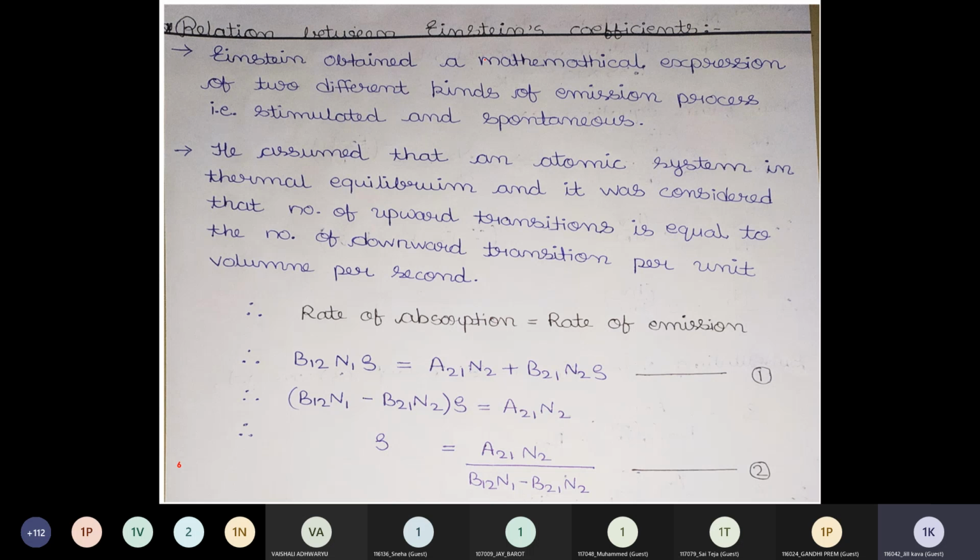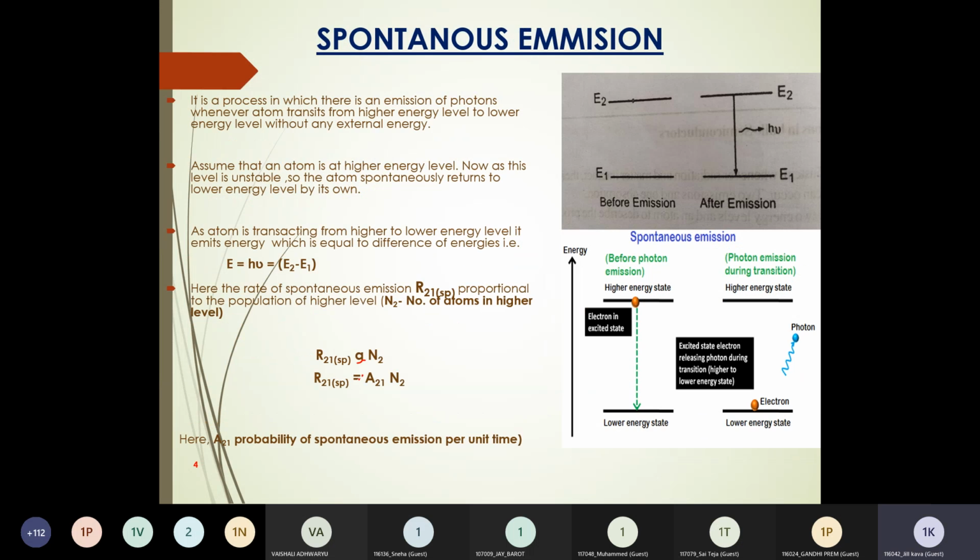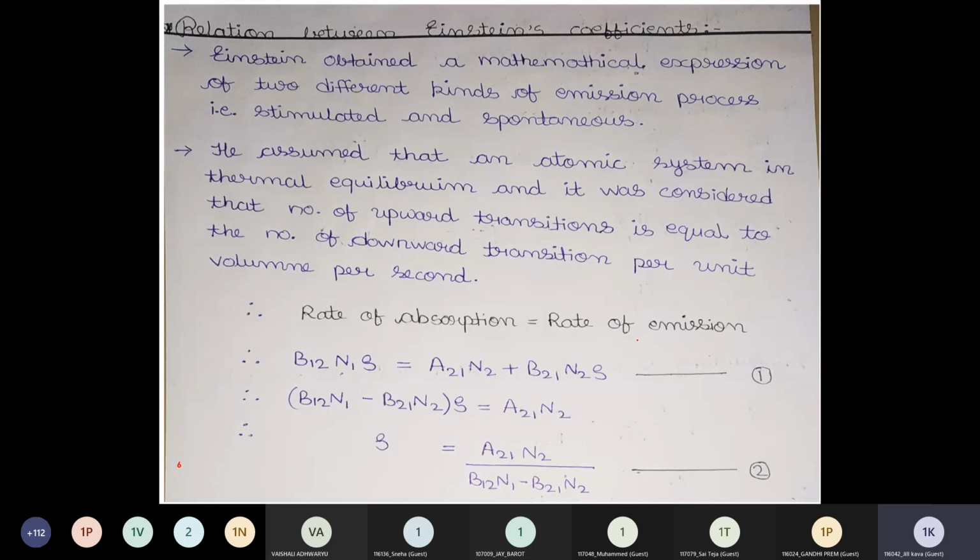Now there is one relation given by Einstein, known as Einstein's coefficients. Einstein suggested that whenever there is thermal equilibrium, the upward transition and the downward transition are both equal per unit volume and per second. So according to him, the rate of absorption is equal to the rate of emission. Earlier we have seen that the rate of absorption is B12 N1 rho, and the rate of emission has both spontaneous and stimulated parts. Spontaneous emission is A21 N2 plus stimulated emission is B21 N2 rho. By comparing absorption and emission, we get equation 1.